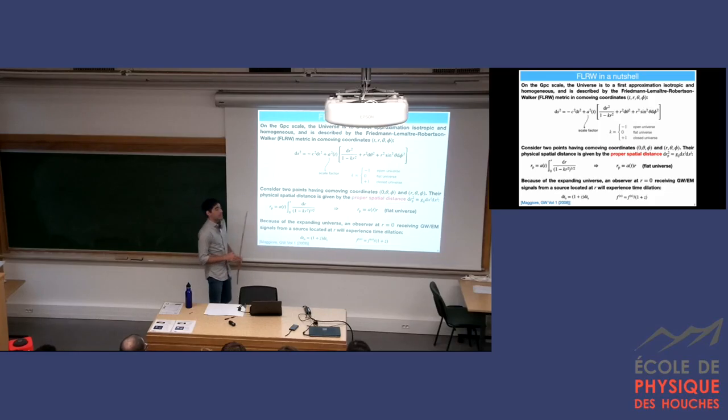Now, in the case of an expanding universe, another thing I want to say is that an observer which is located at R0, for example, and that receives, for example, an electromagnetic or a gravitational wave signal, which is emitted at R, will experience basically time dilation.